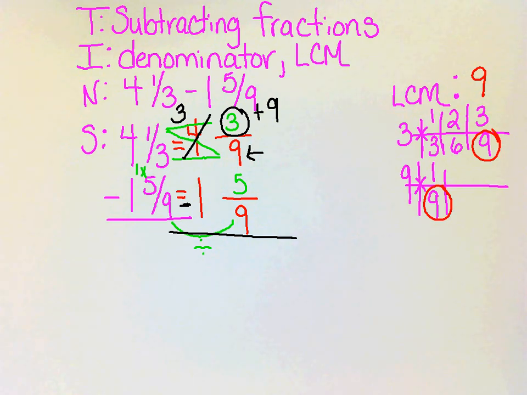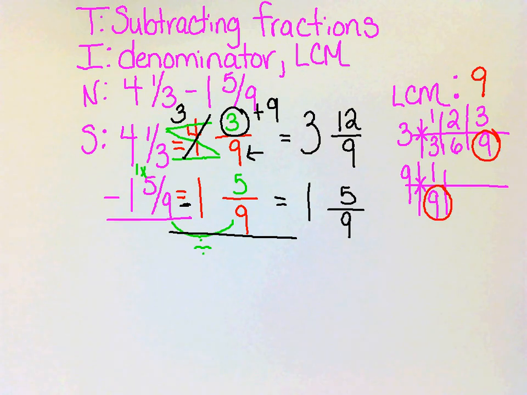So now I rewrite my new fraction, bring my whole number 3 over. My new numerator is 3 plus 9, which is 12. Keep my same denominator, bring over my 1, same numerator, and 9. So now I can subtract, okay? So I say 12 subtract 5 is 7. Keep your denominators 9. 3 subtract 1 is 2.